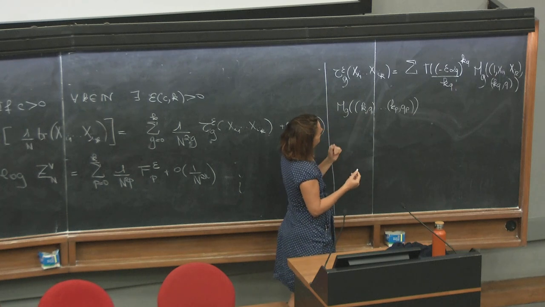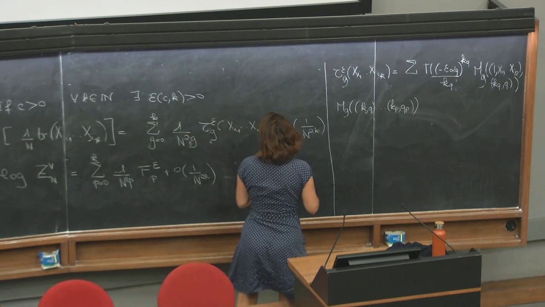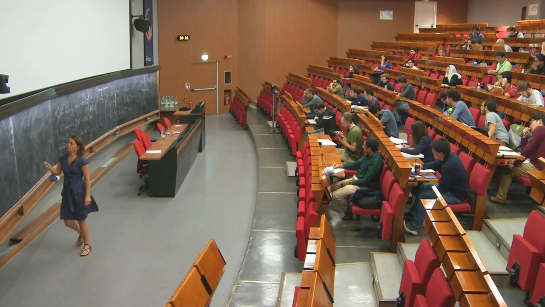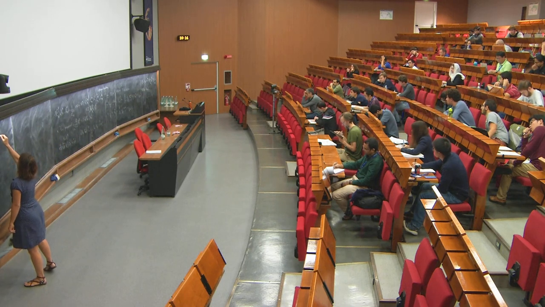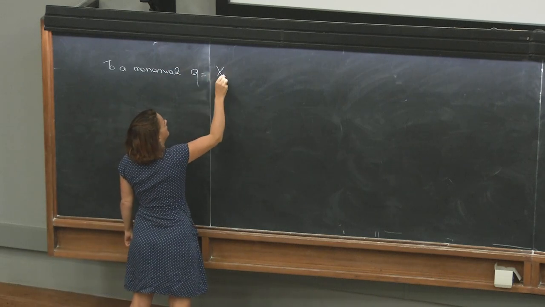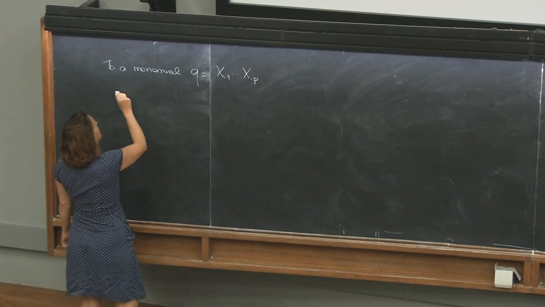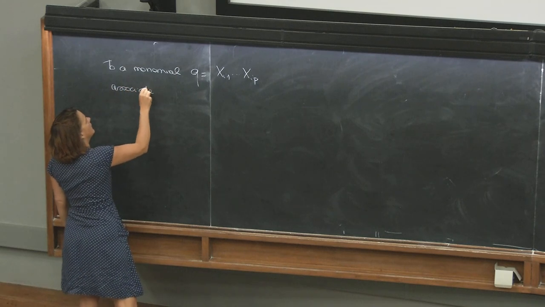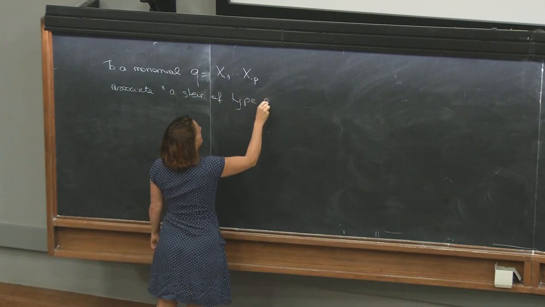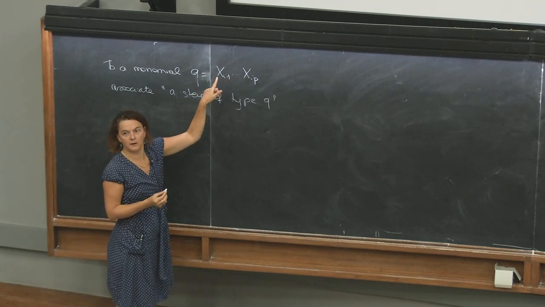To define it, I need first to associate to a monomial a vertex. Maybe I should go over there because I am going to go in the dark corner otherwise. So to a monomial q, which is, let's say, x_{i1}, ..., x_{ip}, you associate a star, what we call a star of type q. So it's a vertex with colored half edges, which depends on your letters here.